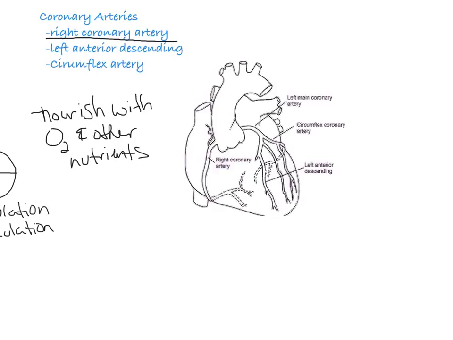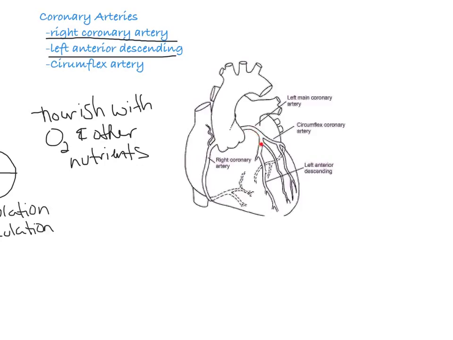If we move to the left side, we have the left anterior descending. Let me underline that. Left anterior descending. And again, much like the right coronary artery, he's coming off the root of this aorta, and he's coming towards the main portion of the heart, okay?